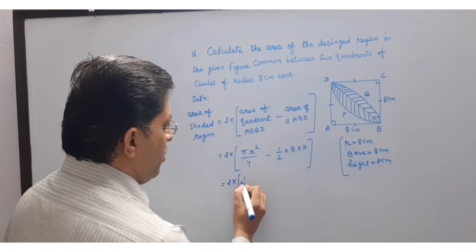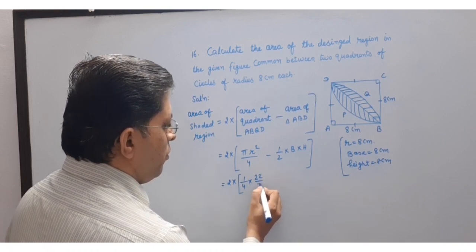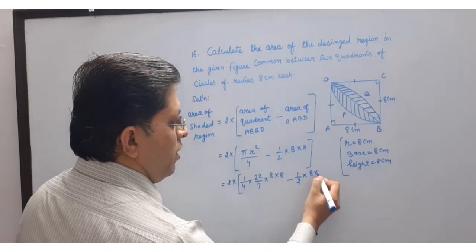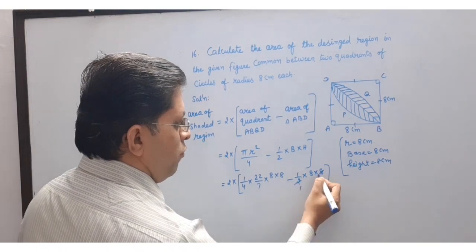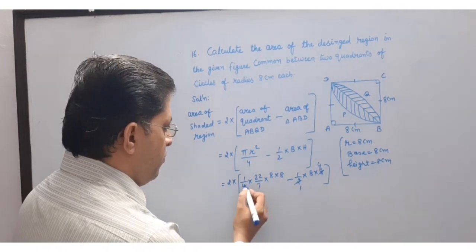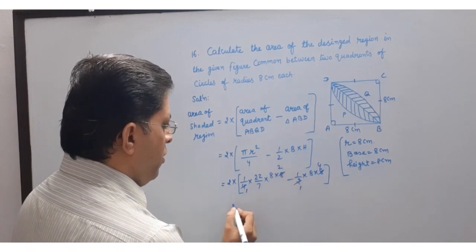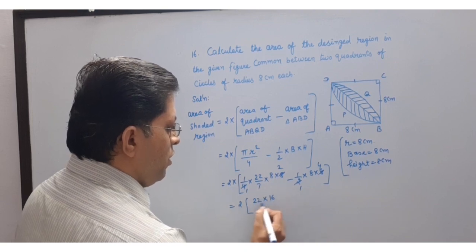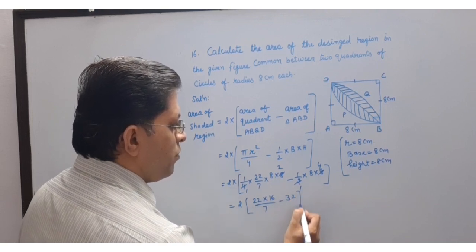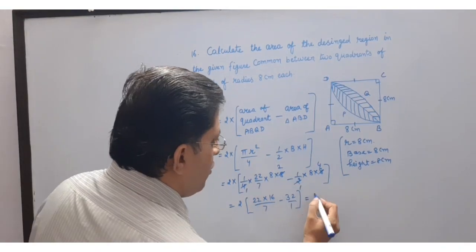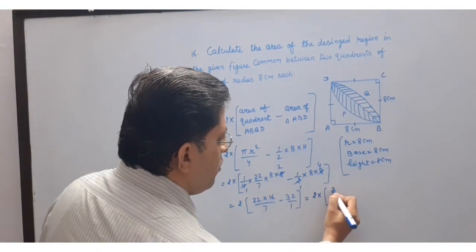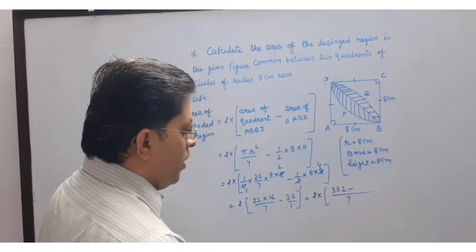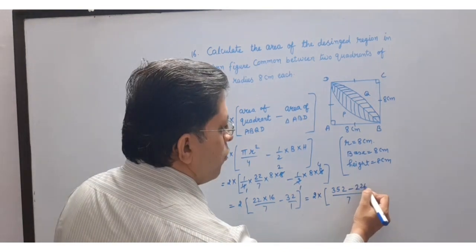Keep 2 as it is outside. 22 upon 7, 8 into 8, minus half, base is 8 and height is also 8. So 8 4s are 32 is here. 4 1s are 4, 4 2s are 8. So 2 into 22 into 16 upon 7 minus 32. What is 22 into 16? 2 is already outside. 22 into 16, 352 minus, I am taking LCM, and 32 into 7, 224.